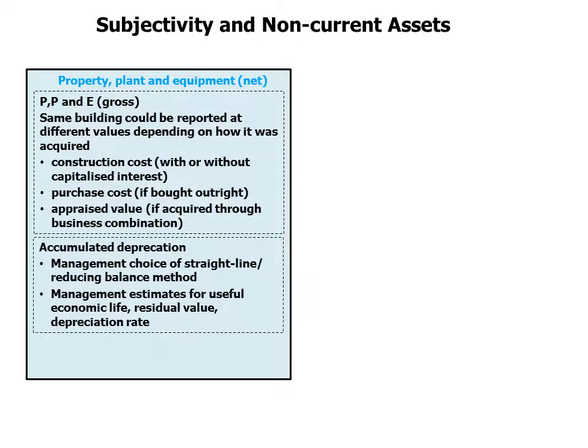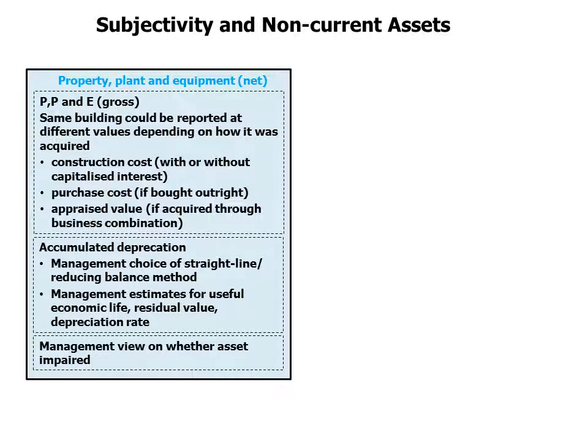And then we've got depreciation. So accumulated depreciation is netted against the gross figure to give the net property, plant and equipment which appears on the balance sheet. And the value for accumulated depreciation is affected by the choice of straight line or reducing balance method for assets, and by management estimates for useful economic life, residual value, or for reducing balance depreciation rate. These estimates are judgment. They're subjective in nature. They're a matter of opinion.